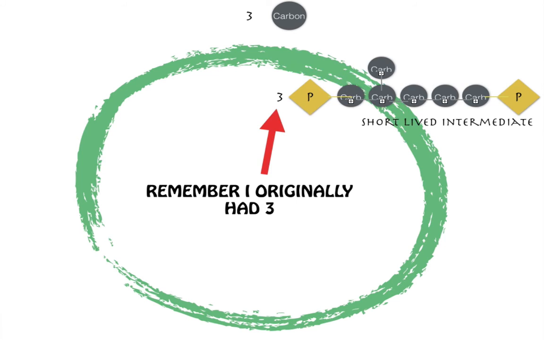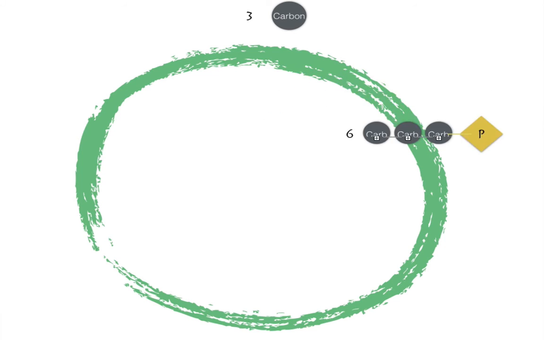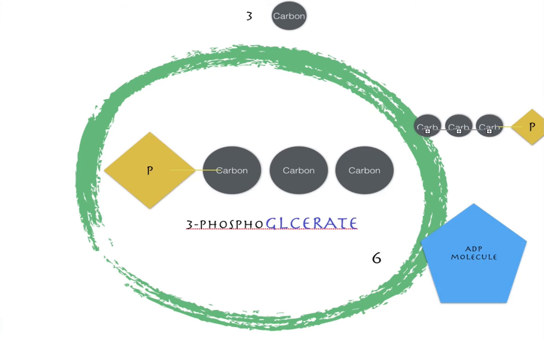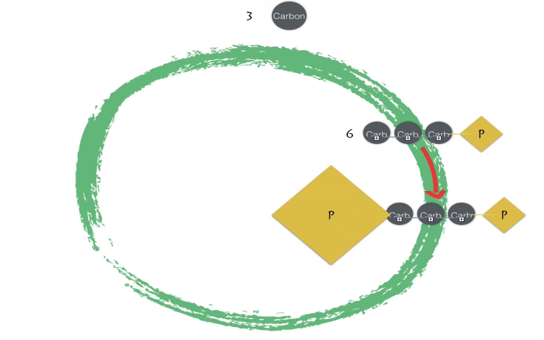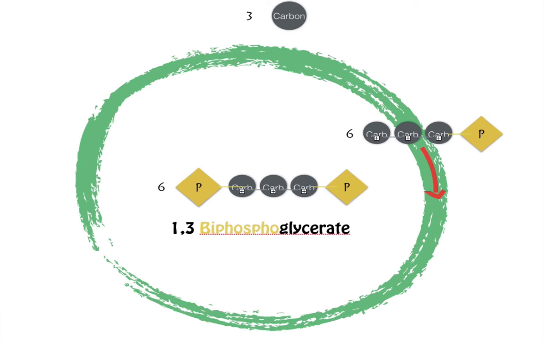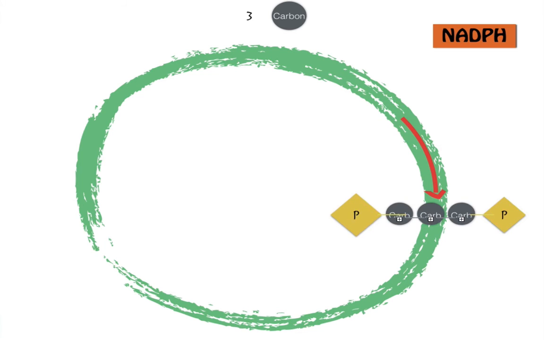Remember, there's originally 3, and it broke apart, so now there's 6. Yes? All right, let's move on. Now, the next step, you have another phosphate that gets attached to our 3-phosphoglycerate. So you have 2 phosphates on each end now. That's called 1,3-biphosphoglycerate, and it's 1,3 because the phosphate is attached to carbon 1 and carbon 3. All right? Okay, so that's our next molecule.